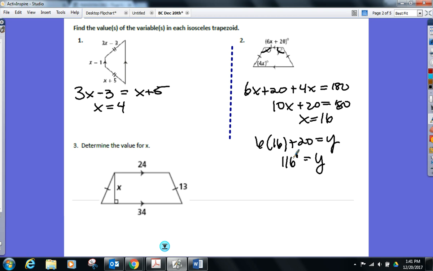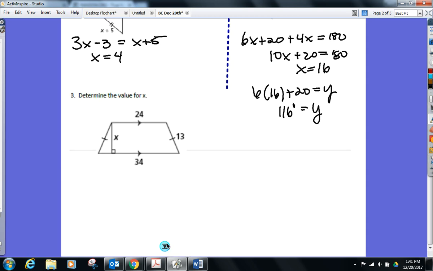Everyone all right? Okay, let's get a little honors level going now with number 3. Finding the value of x. Well, this is an isosceles trapezoid based on the markings. So what are the lengths of both legs then? 13. So that one's 13, right?